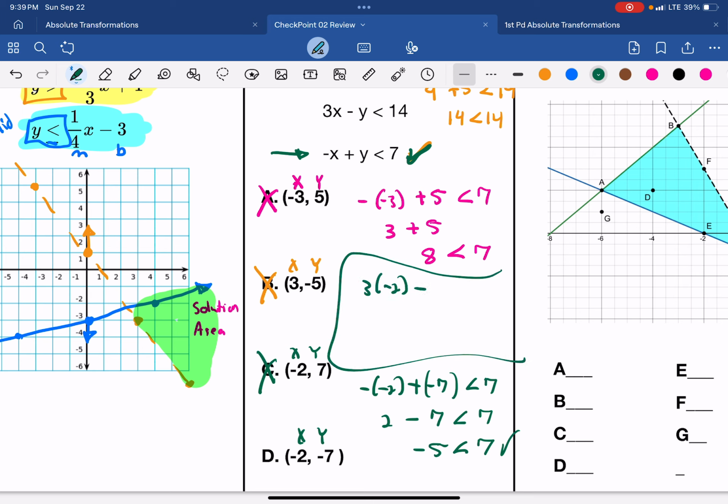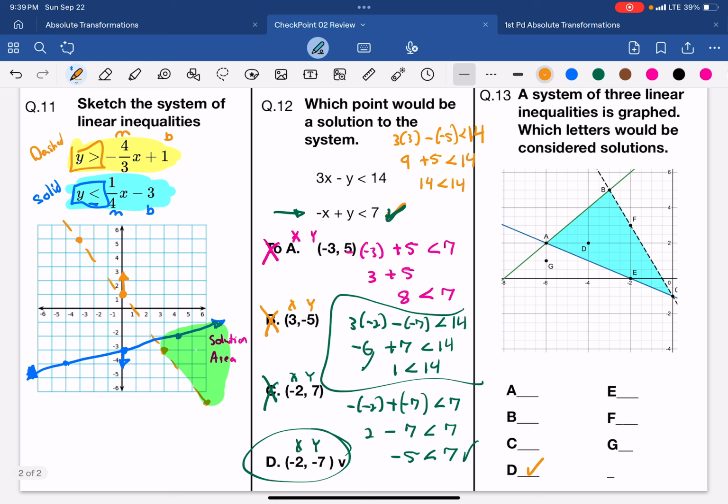Last but not least, question 13. Hopefully you remember how to tell if things are solutions, right? If it's in the shaded region, it's a solution. So let's start with the ones we know right off the bat. D is in the solution part. That is a solution. D was a solution. Now, G is on the outside, not a solution.